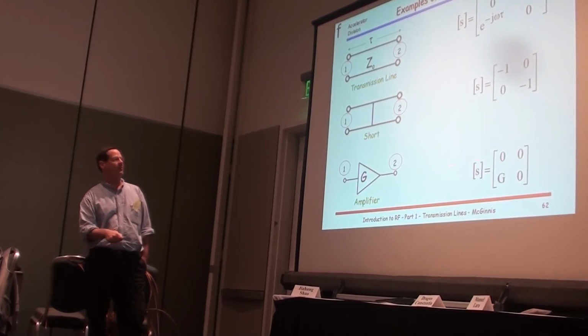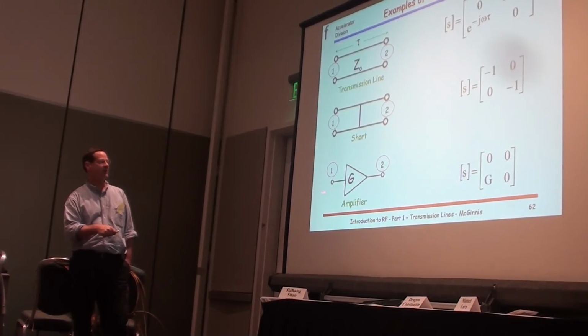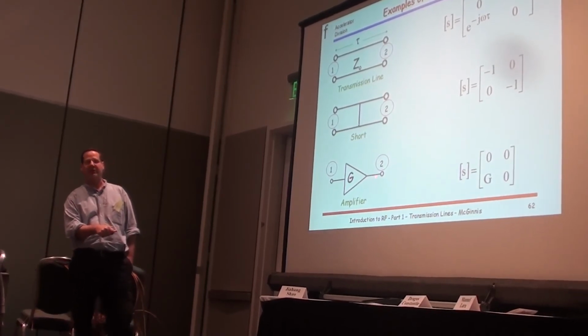An amplifier, a good amplifier, would have the reflection coefficients equal to 0. That means they would look matched on both sides. And I could not send the signal backwards. That would be a bad amplifier. A good forward amplifier is to send the signal this direction.